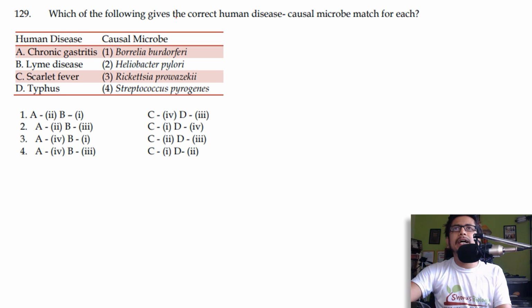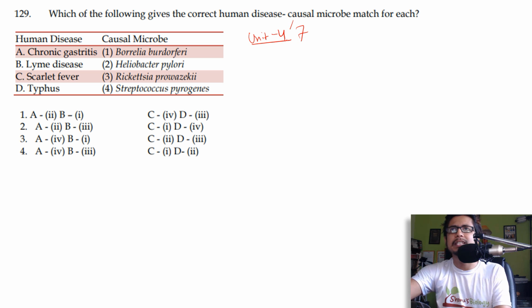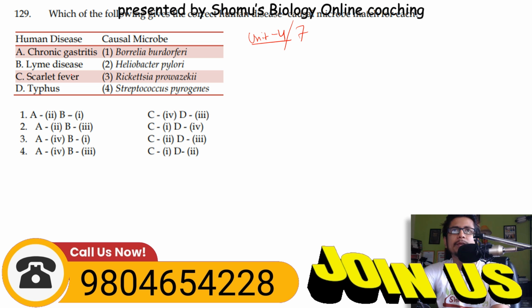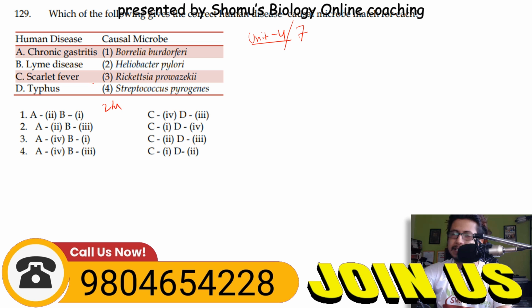Which of the following gives the correct human disease causal microbe match? Okay, this kind of question can be asked in unit 4 as well as in unit 7. Doesn't matter, because these are human diseases. So disease causing agent with the match. Again, I told you earlier, I am telling you again, in this kind of matching question you always attempt that, because if you know 2 out of 4 of them, you can still answer that.